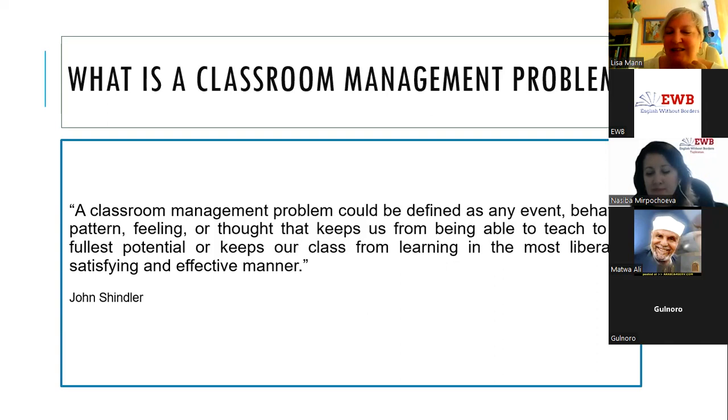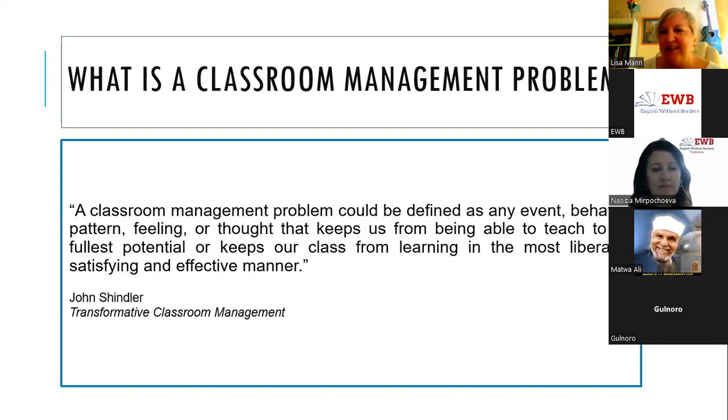This is from a book called Transformative Classroom Management that really talks about how to make our students succeed, right? Part of success in school and success in academia is being in a classroom that is well managed, that you can think in, that you can perform in, and that you can effectively learn in. So classroom management is really about allowing our students to learn, about setting the best conditions for learning that we possibly can.